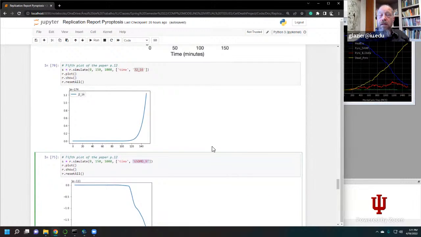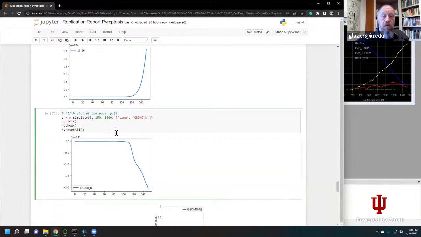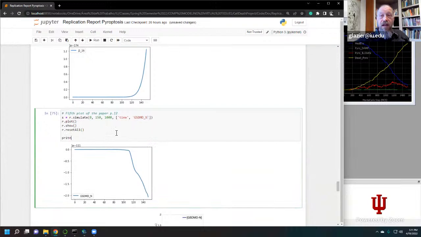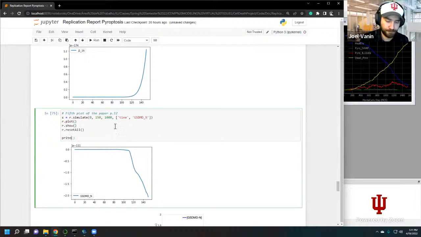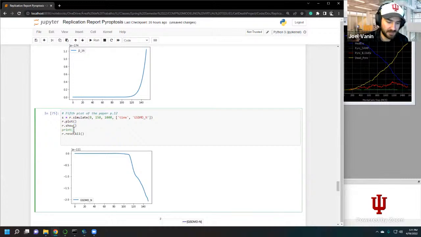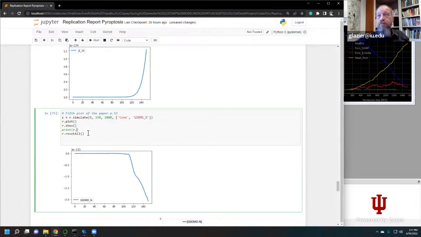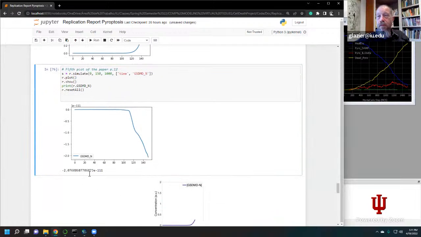So one thing you might do there is, why don't you print the value? Print the final value of the variable. And you can't do that after reset all. Yep, so you have to do it before. I don't remember the command off the top of my head, but I think it's r dot and then the name of the variable. Yes. So that's 0. All that that's telling you is that it's 0.